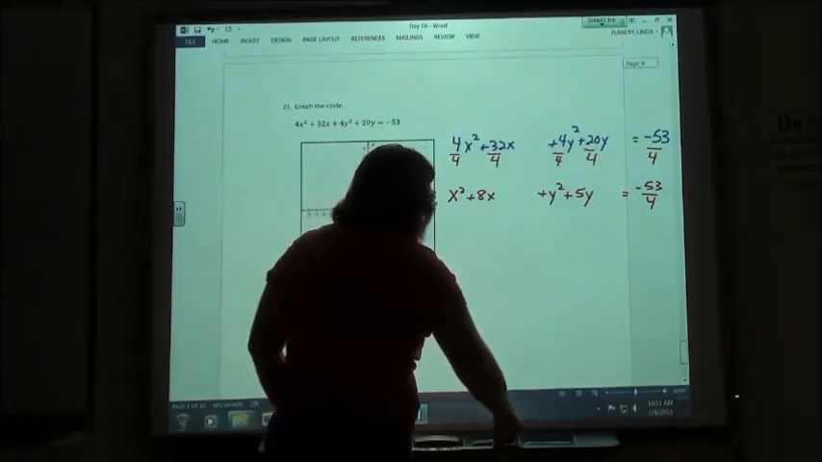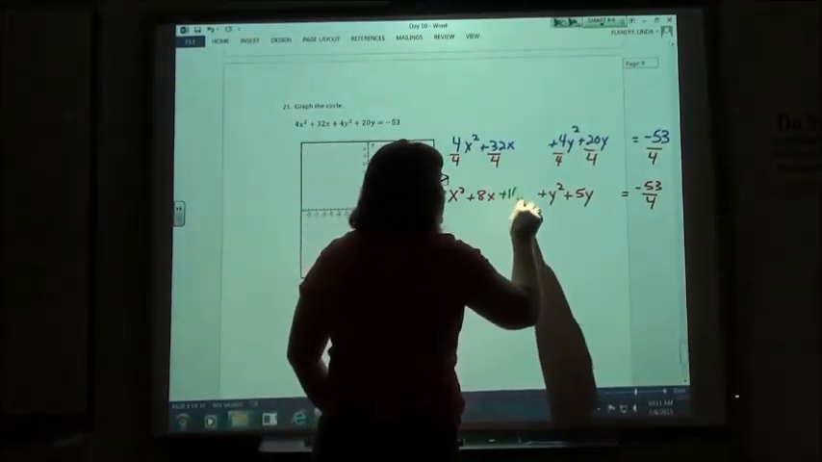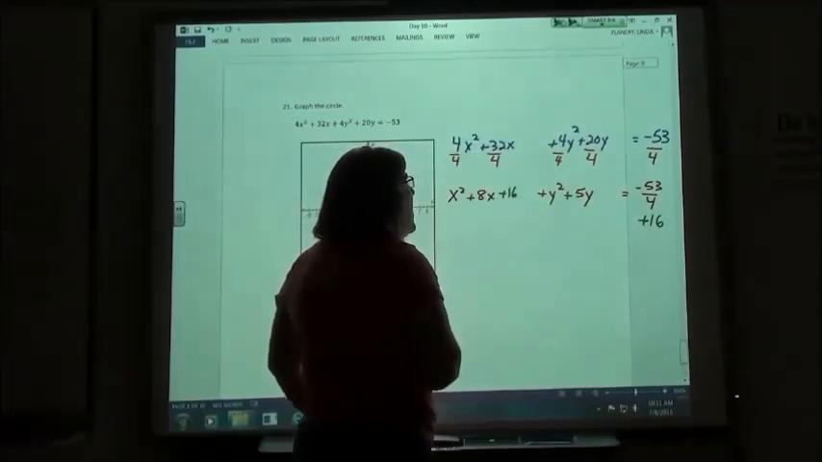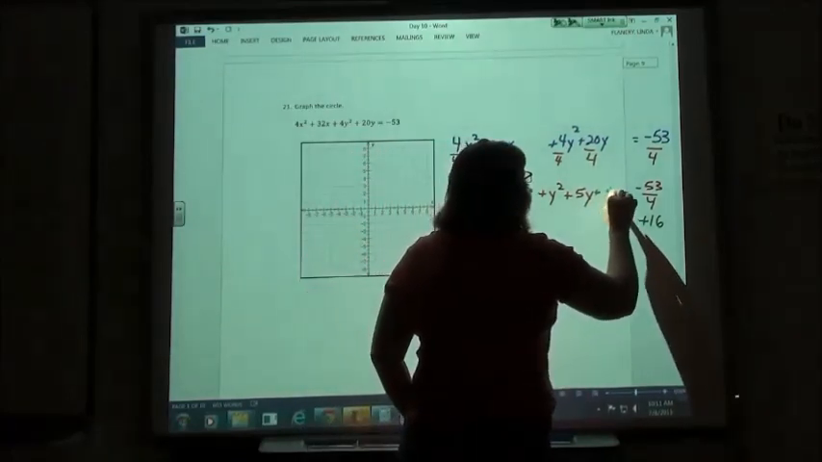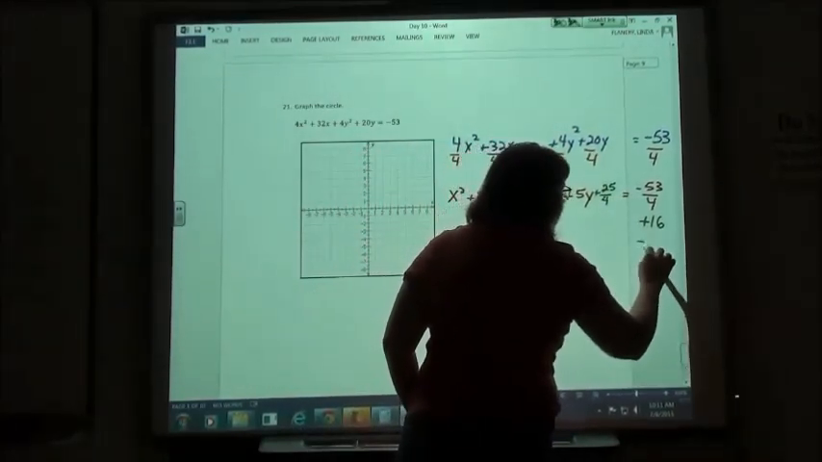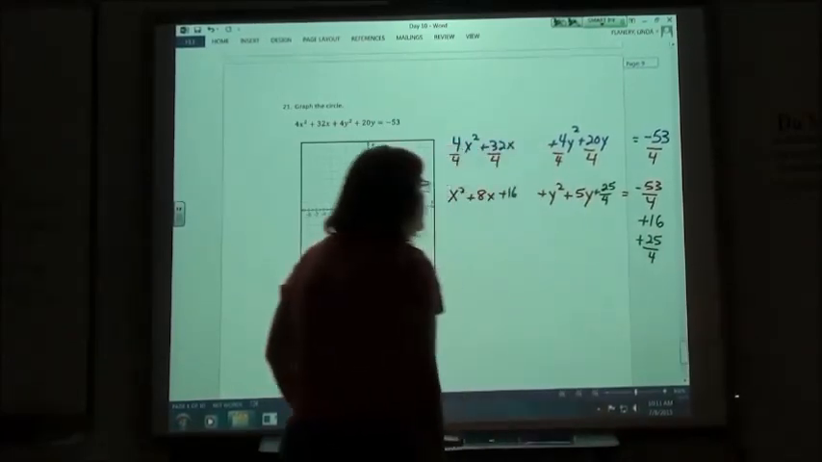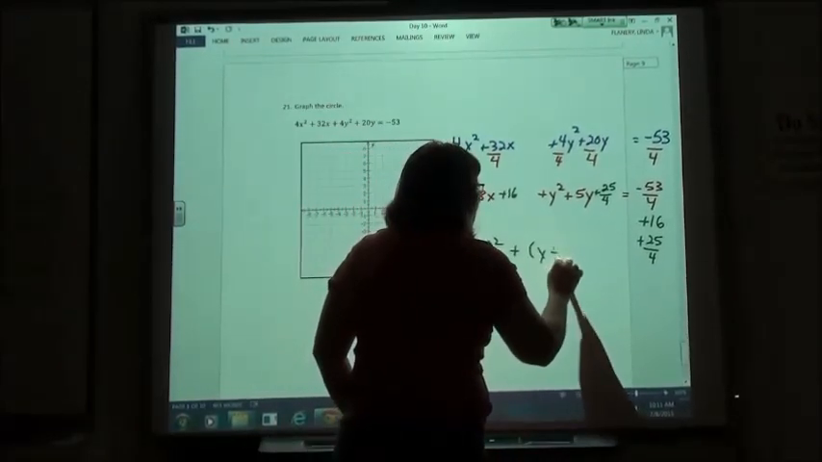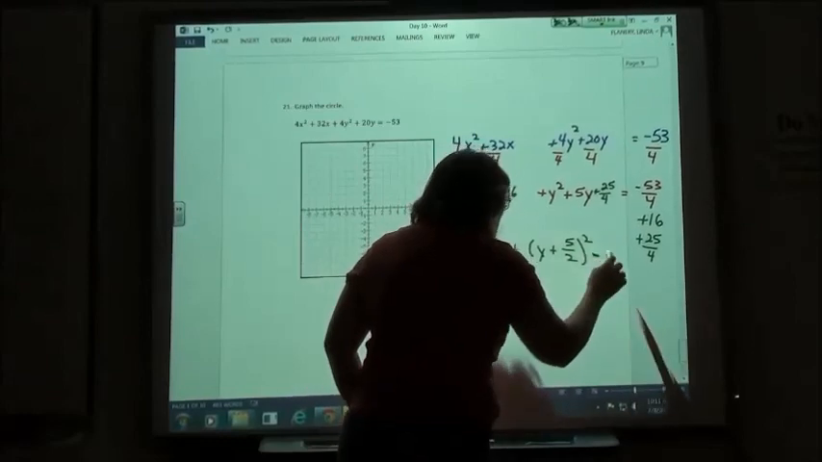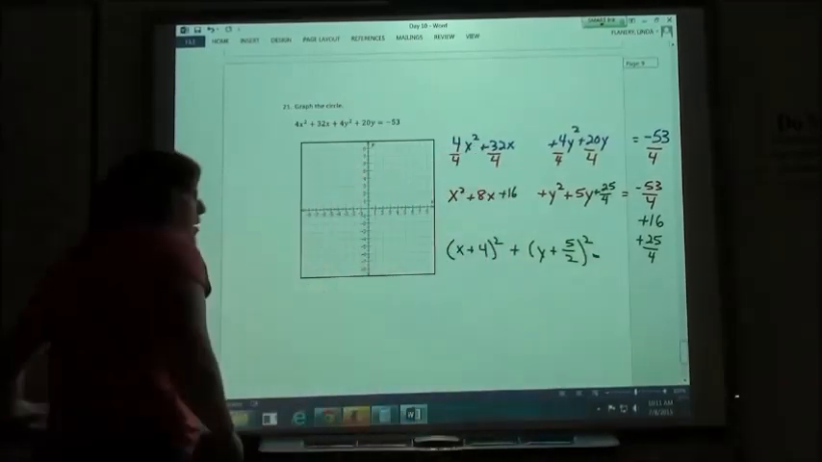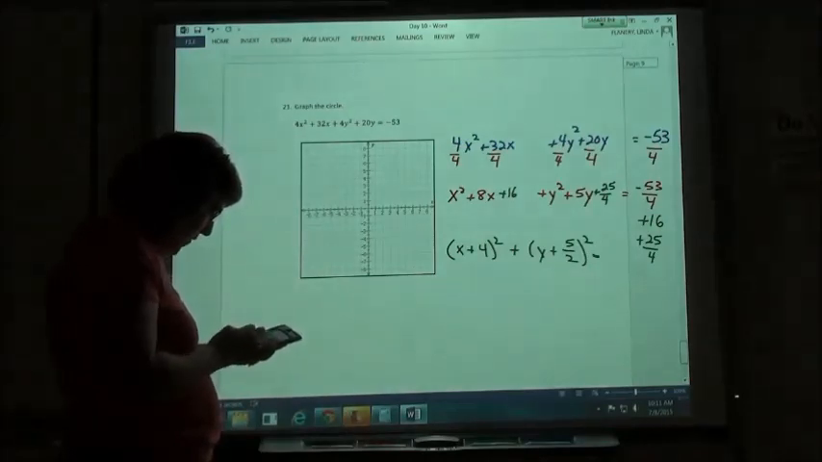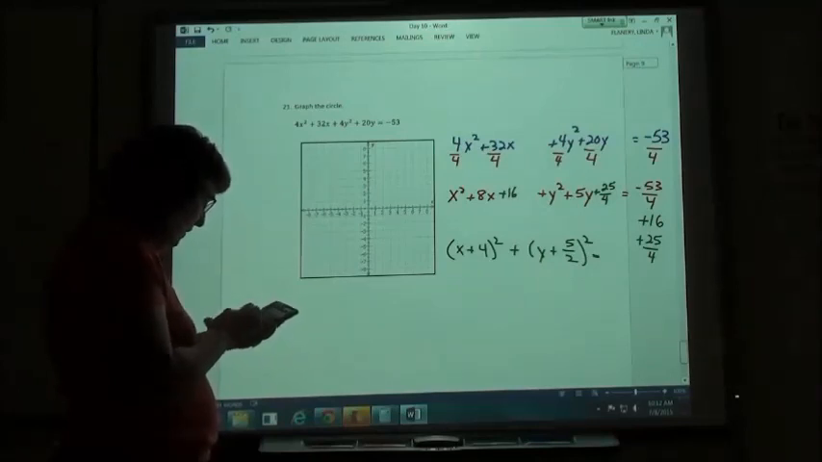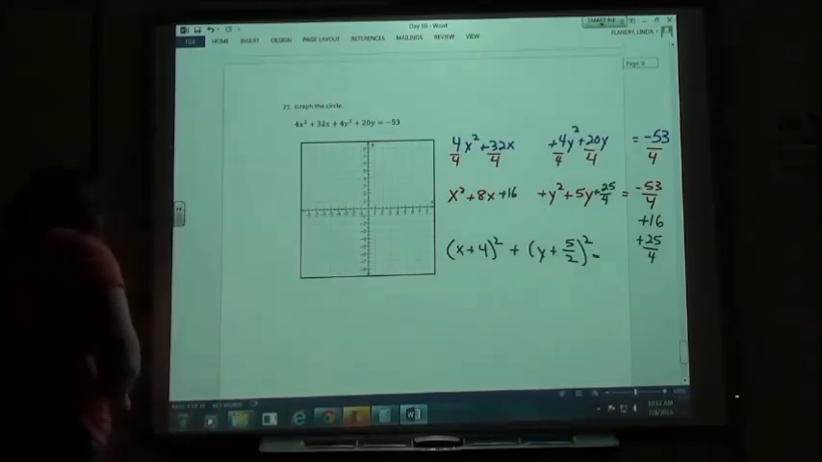Completing my square. Half of 8 is 4. 4 squared is 16. Half of 5 is 5 over 2. 5 over 2 squared would be 25 over 4. So I'm going to have x plus 4 squared plus y plus 5 over 2 squared equals, and I'm just going to use my calculator here, so negative 53 fourths plus 16 plus 25 fourths is 9. Just like 9, I guess.